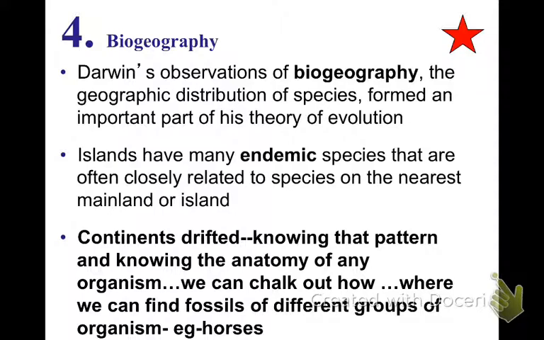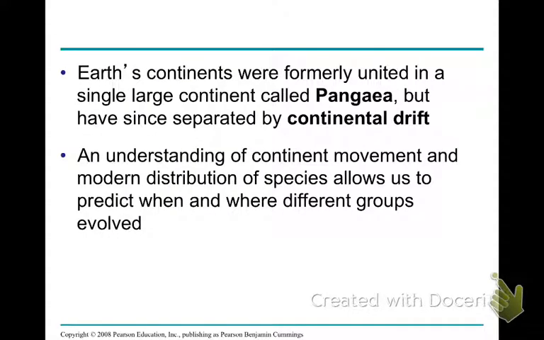Then the continents drifted. Once you know the pattern of their drift and you know the anatomy of the organism, you can chalk out where you can find the fossils of different groups of organisms, like the example of horses that I just quoted. So, the Earth's continents were formerly united in a single large continent called Pangaea, but have since separated by continental drift. An understanding of the continental movement and the modern distribution gives us the ability to predict when and where the different groups have evolved.